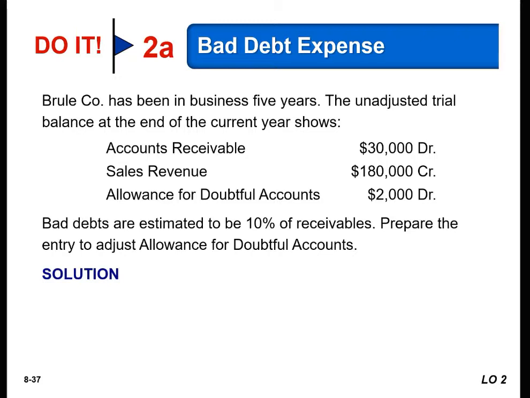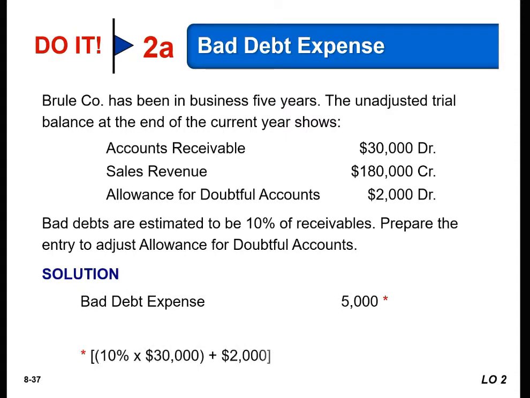So bad debts are estimated to be 10% of receivables. 10% of $30,000 is $3,000. To bring our allowance for doubtful accounts to a credit balance of $3,000, we must credit it $5,000. So we have a bad debt expense of $5,000 and a credit to our allowance for doubtful accounts of $5,000.